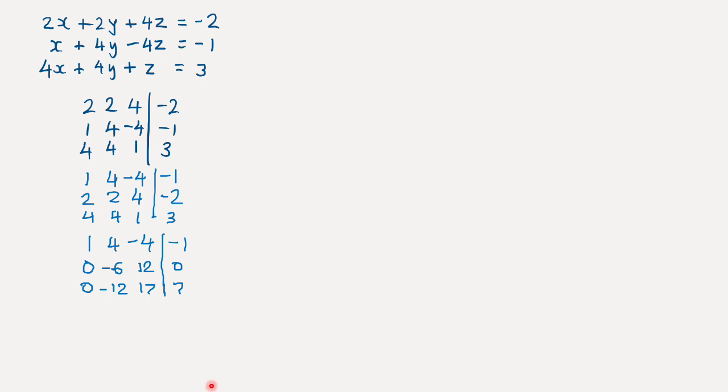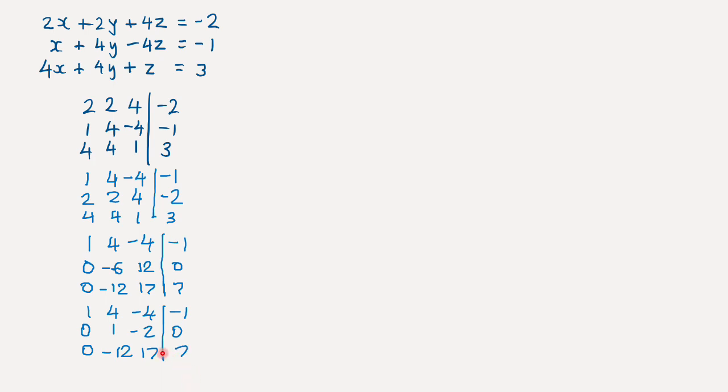Okay, next step, we'll get a 1 in the middle here, so divide through this second row by minus 6. So just write down the first row again, because we're not doing anything with that at this stage. And then second row will become 0, 1, minus 2, 0, and then the third row, we're not doing anything with the third row in this step, so just write it down again.